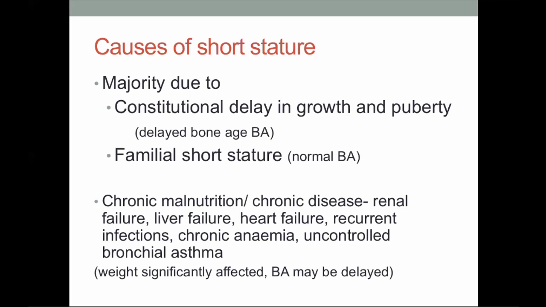Then children with diseases like liver failure, heart failure, or if they have some immunodeficiency and they're getting infections every few months, like pneumonias, diarrheas. If you have chronic anemia, if you have very poorly controlled bronchial asthma, you are wasting a lot of your energy on breathing, right? All these chronic diseases, you will not be growing properly. In them, you will be short and you will be thin as well. If you have underlying disease, you will be short and thin usually, unless you are on treatment with steroids. Right.